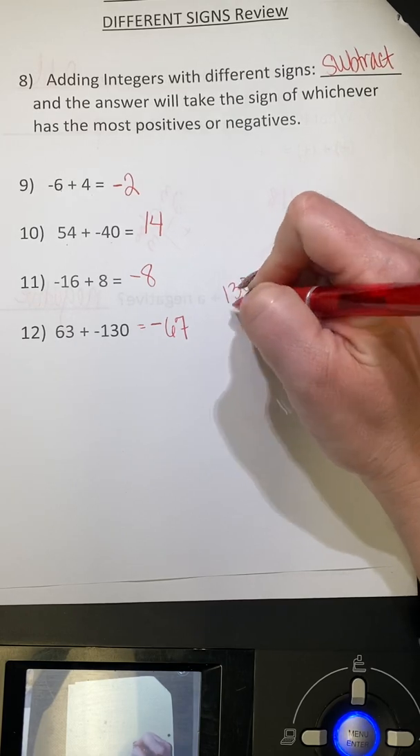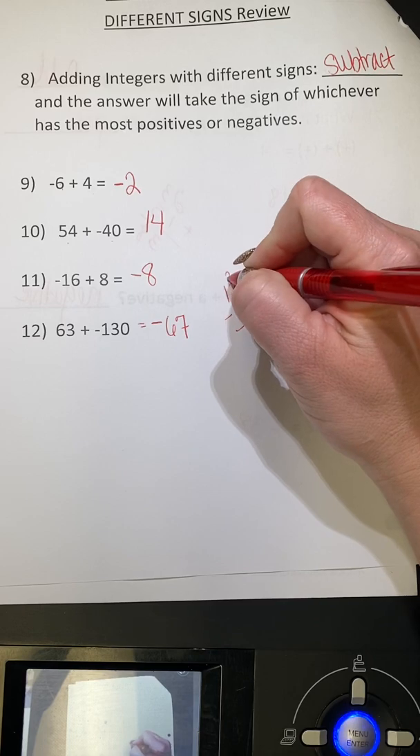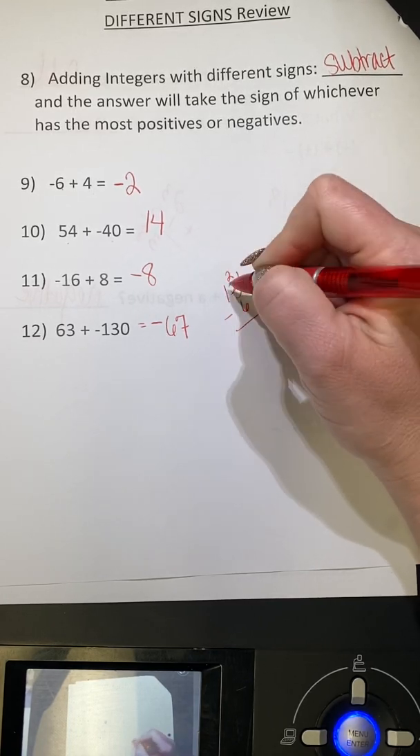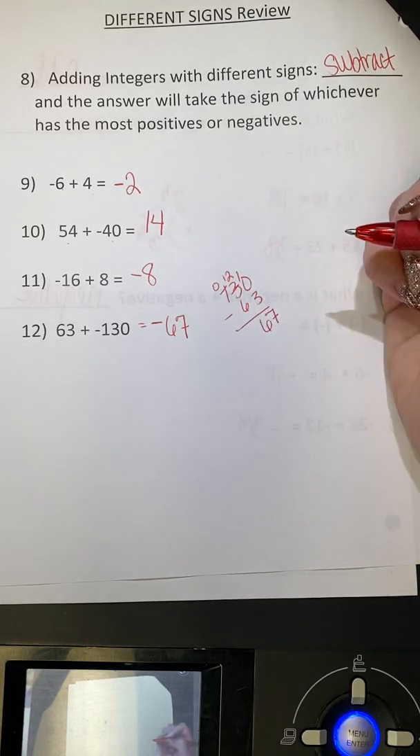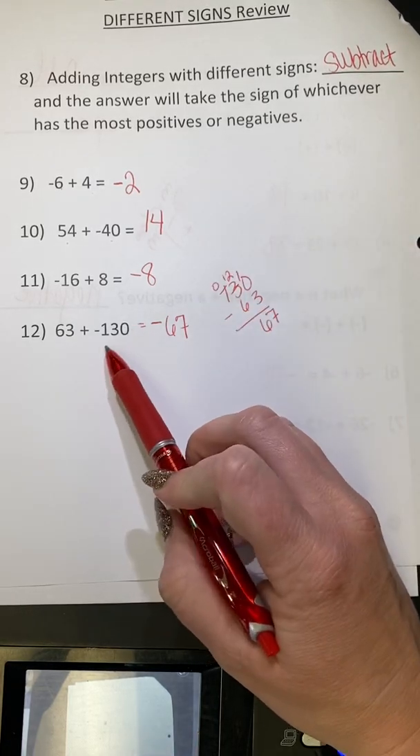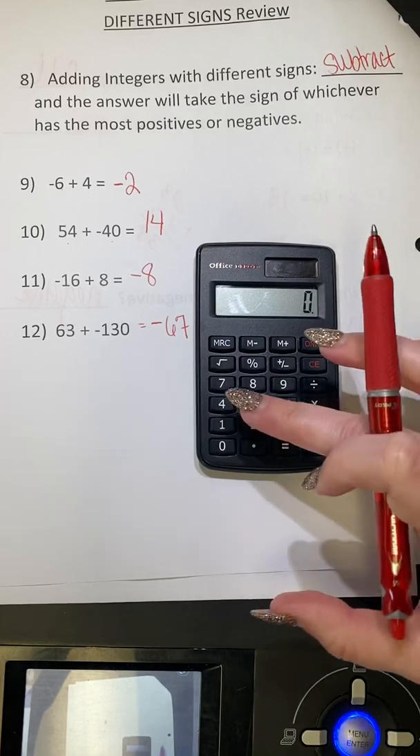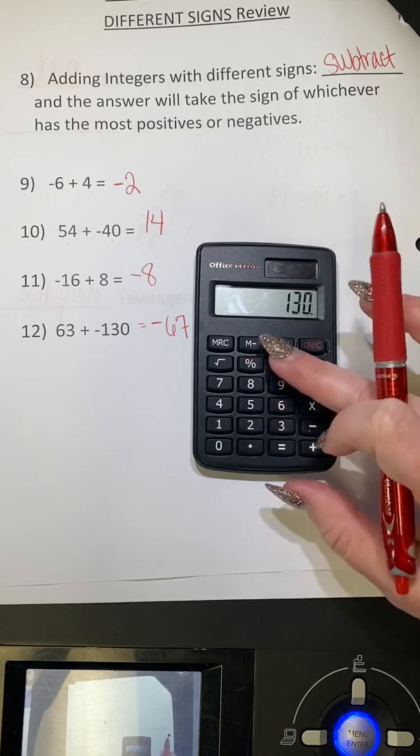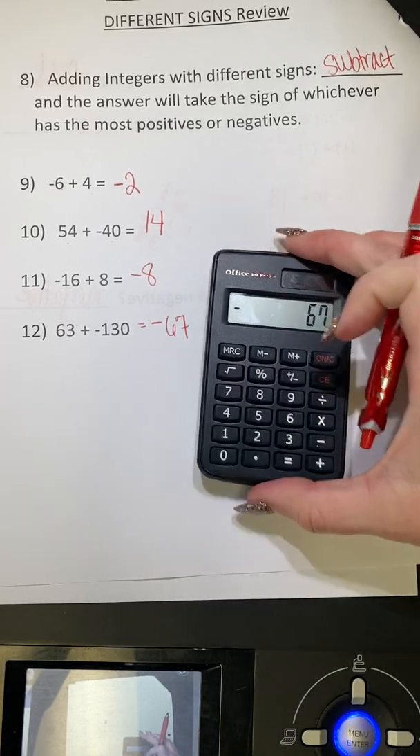So 130 minus 63. We have to borrow. That becomes a 2. This becomes 10. 10 minus 3 is 7. And then I've got to borrow there. 12 minus 6 is 6. And there's more negatives than positives. Therefore, your answer is negative. Do you want to see it here? 63 plus 130 negative 130 equals negative 67. So check your work on your calculator.